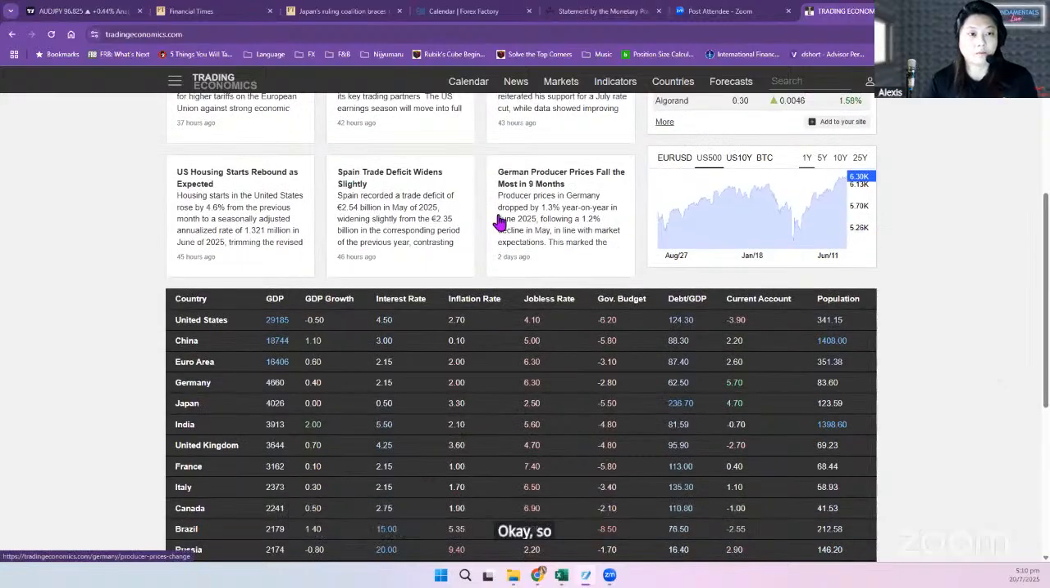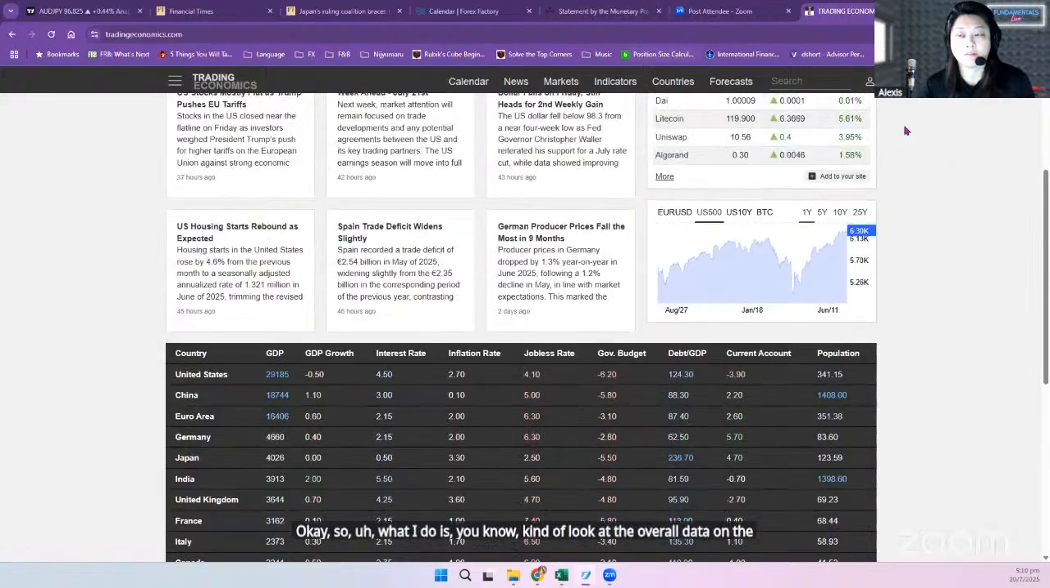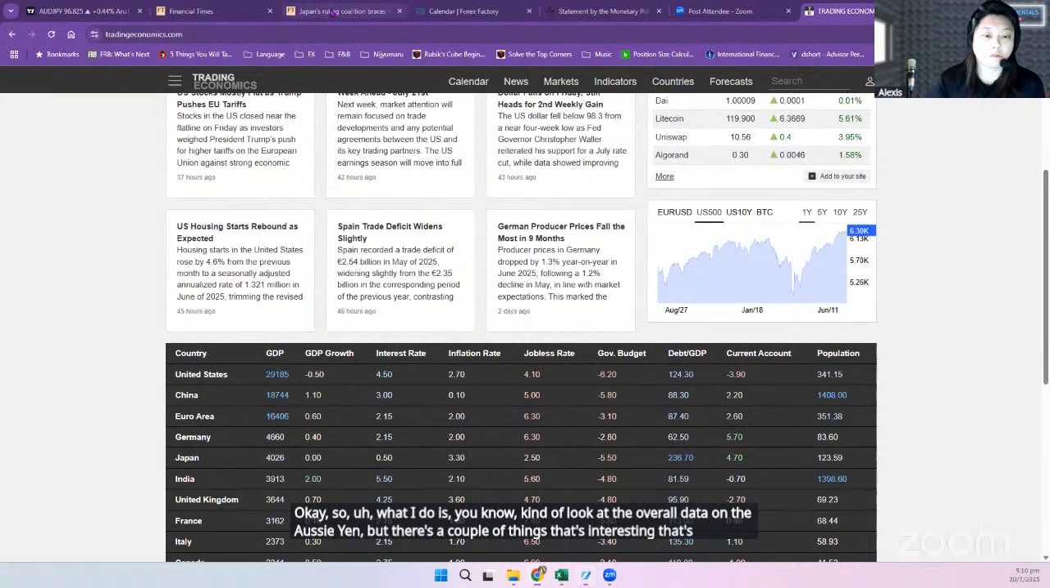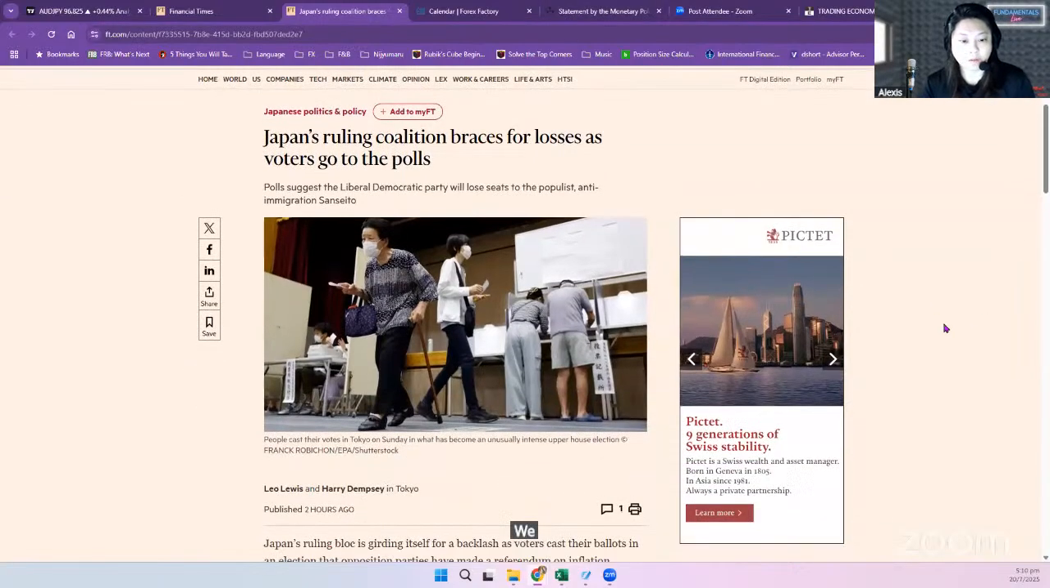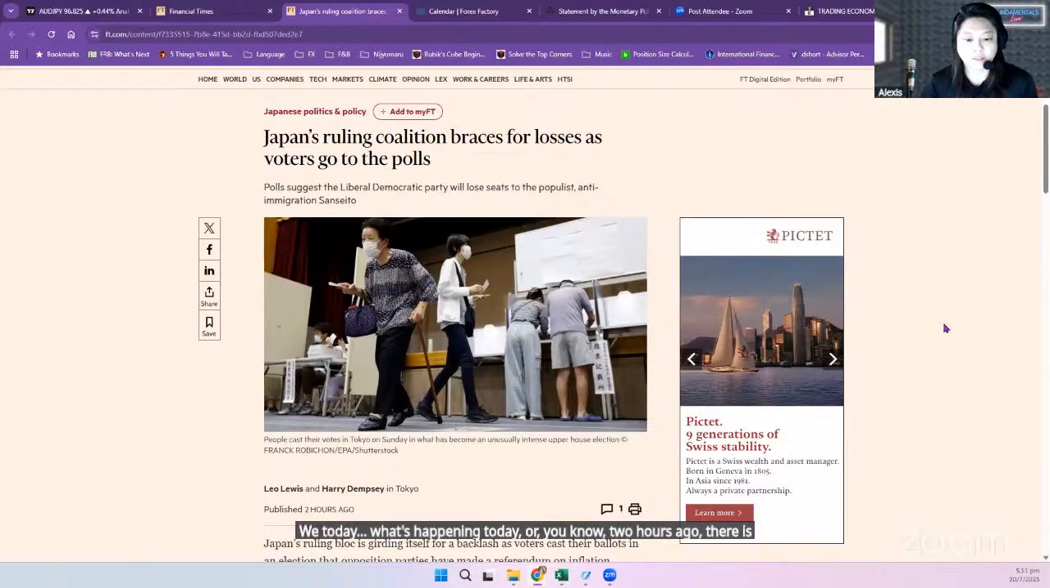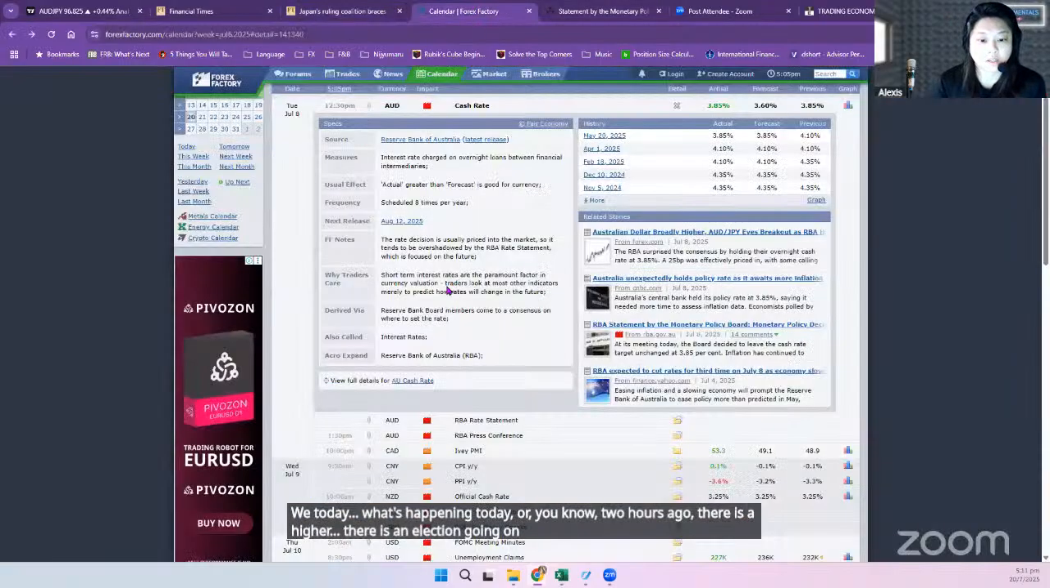So what I do is look at the overall data on the Aussie yen, but there's a couple of interesting things happening right now. If you look at the Financial Times, about 2 hours ago, there is an election going on. Let me show you what they call this election.